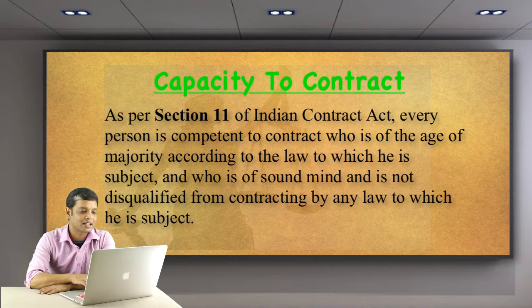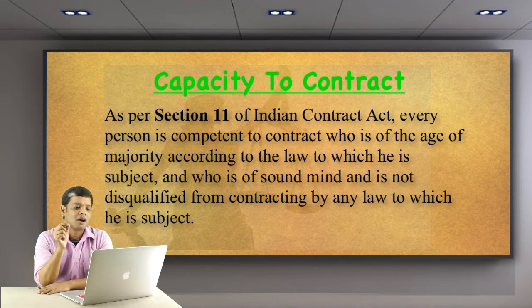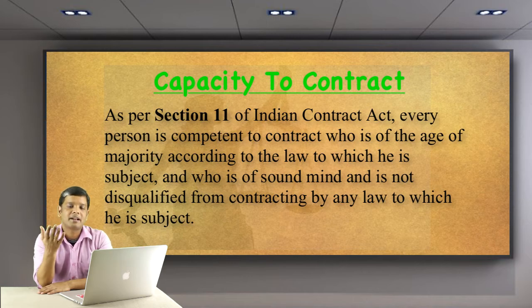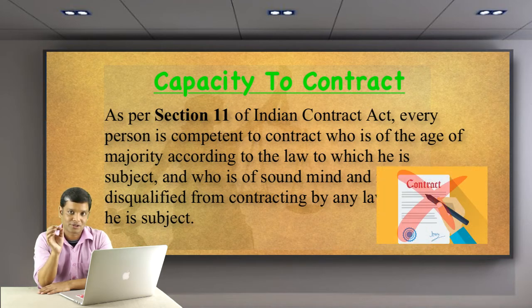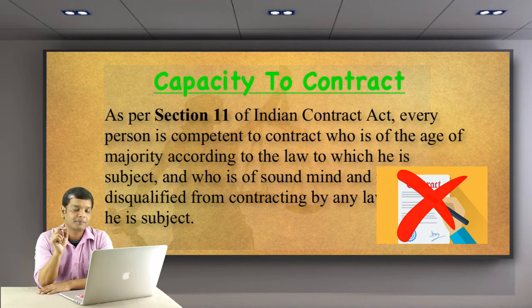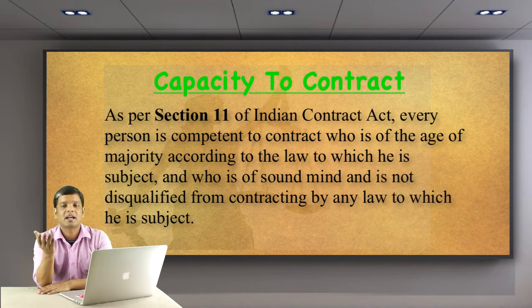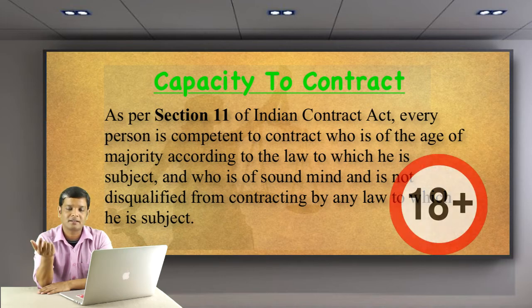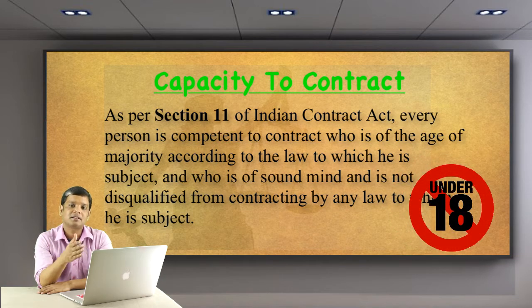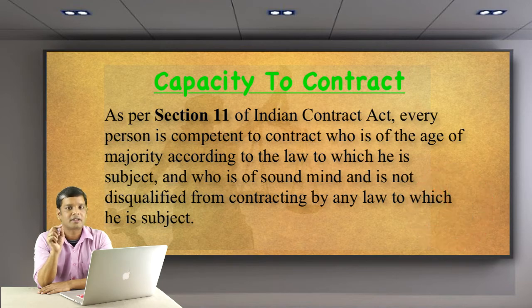The first one is saying that one who is of the age of majority, meaning a minor cannot make a valid contract. And who is a minor? Who is a major? A person who has attained the age of 18 is a major, but a person below 18 is a minor. So a person below 18 cannot participate in a valid contract. That contract is void ab initio. There is no excuse to make that contract valid.